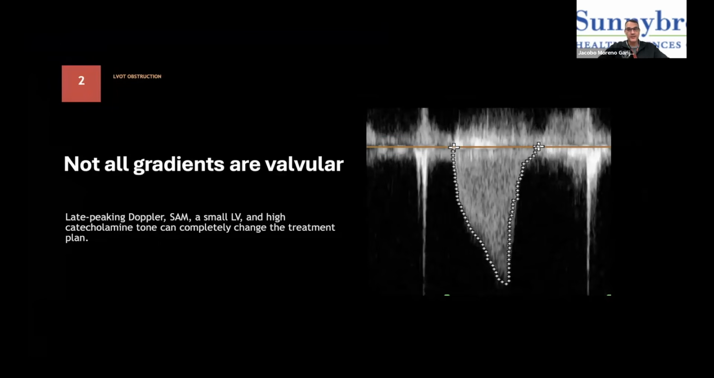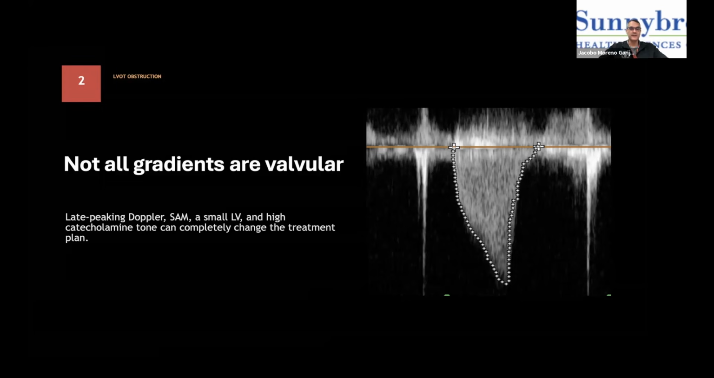Okay, that was the part for the aortic stenosis. So now we are going to go to the next section of the lecture, right? Not all gradients are valvular. You have late peaking Doppler, you have systolic anterior motion of the mitral valve, you can have a small LVOT, hypovolemia, high catecholamine tone. Everything can change the pattern, right?